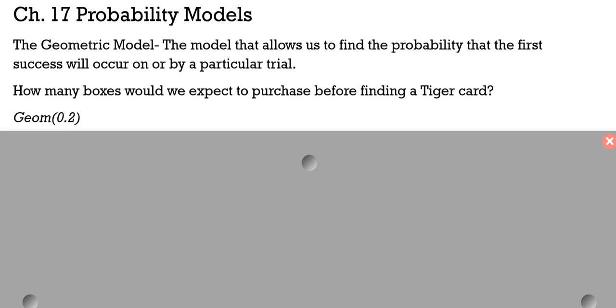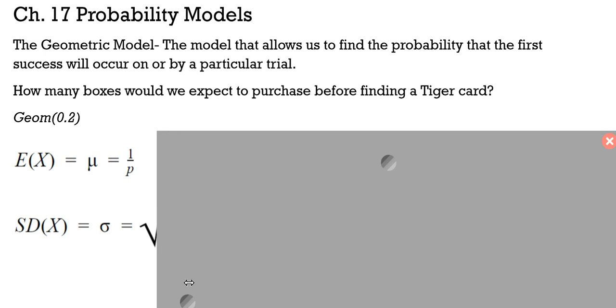And then lastly, you could get the question, how many boxes would we expect to purchase before finding a Tiger card? Again, same model with the same parameter, except now we're going to look at that word, expect. That should be fresh in our minds, because that's just what we were doing in chapter 16, finding expected values, which was the mean of the discrete random variable. It's still the mean here. It's the average of what it would be. So if we have an expected value, we also have a standard deviation.